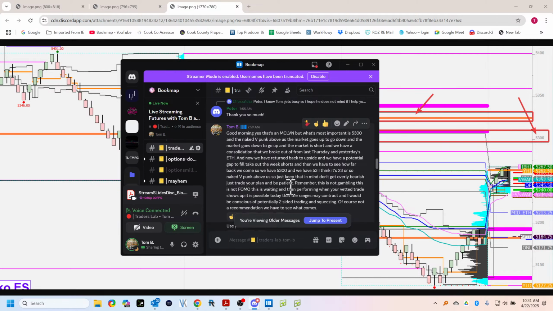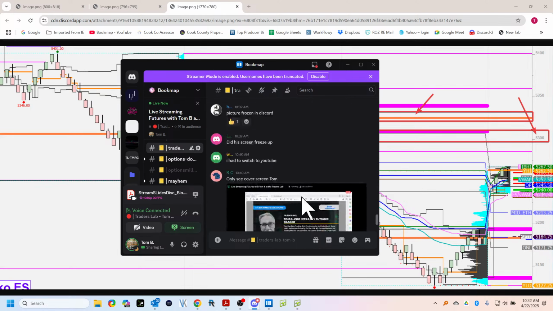Don't get overly bearish. Just trade your plan and be patient. Remember, this is not gambling. This is not FOMO. This is waiting and then performing when your vetted trade shows up. It is possible today that the ranges may contract, and I would be conscious of potentially two-sided trading and squeezing. Of course, not a recommendation. We have to see what comes up.